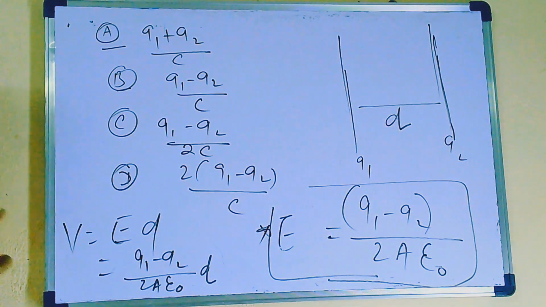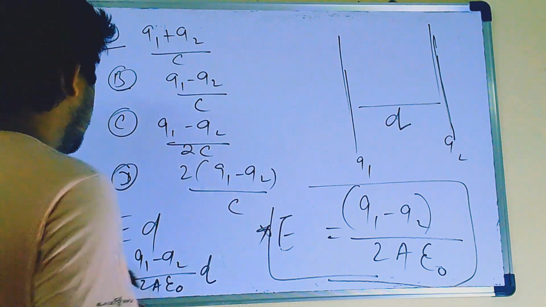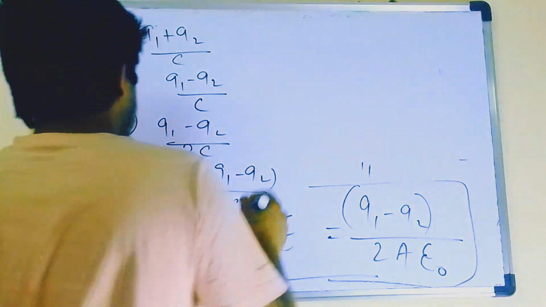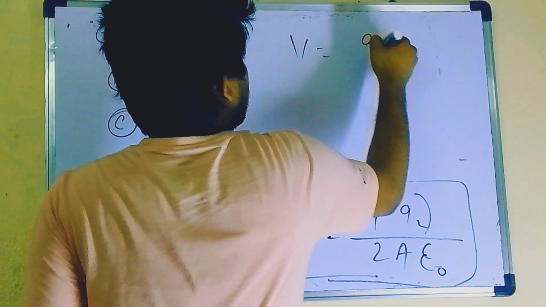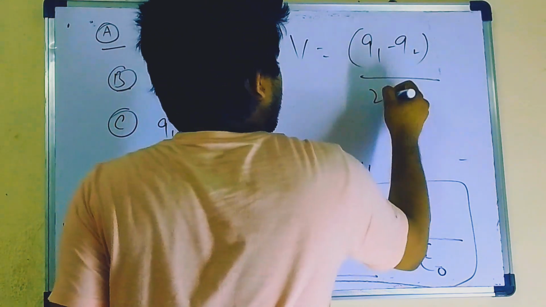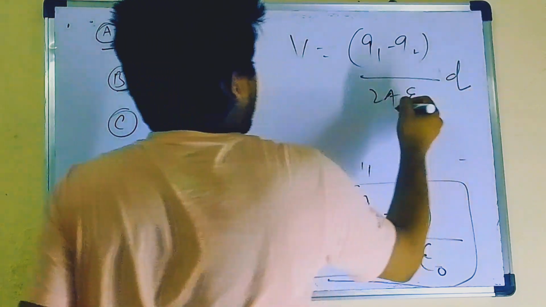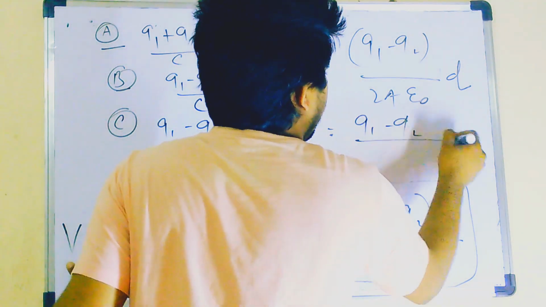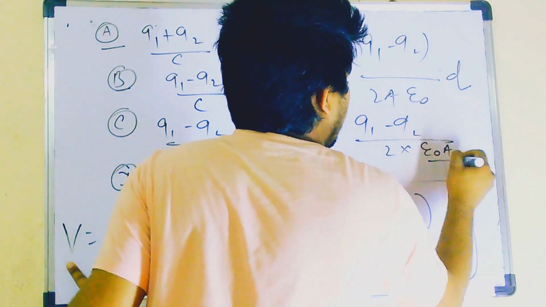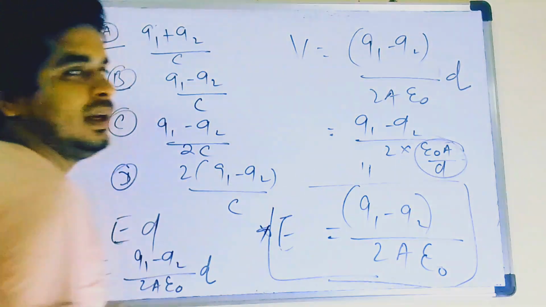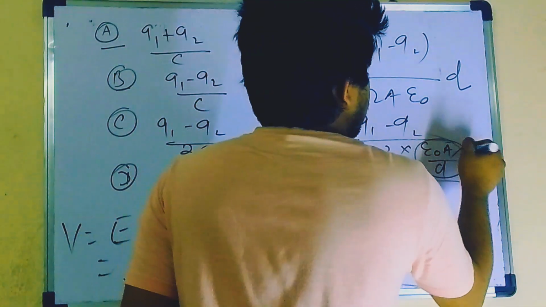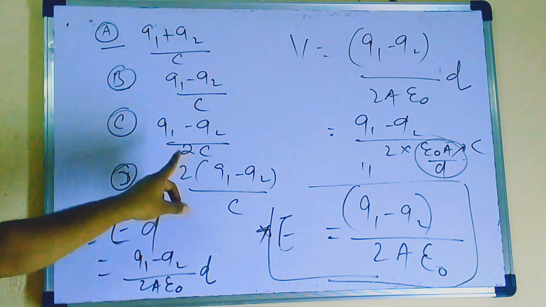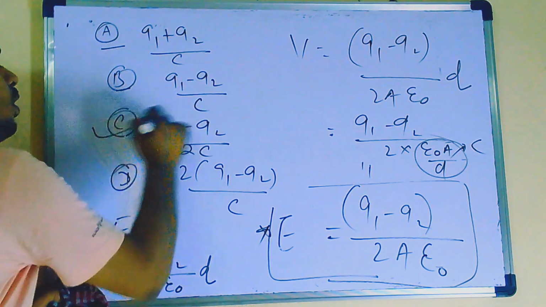Clear? Now just do one thing, arrange this relation. So what is V? V equals (Q1 minus Q2) divided by 2A epsilon naught, into d. Can I rearrange this like this? (Q1 minus Q2) divided by 2 into epsilon naught A by d. What is epsilon naught A by d? Sir, C. So what is the answer? (Q1 minus Q2) divided by 2C. We'll go with option C.